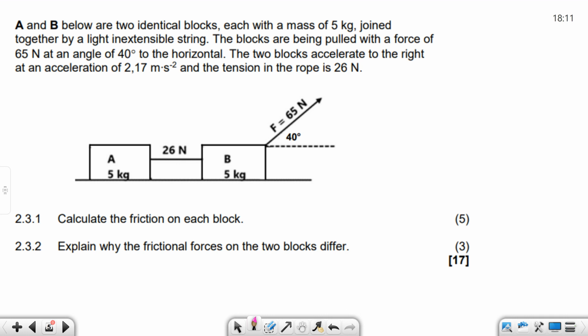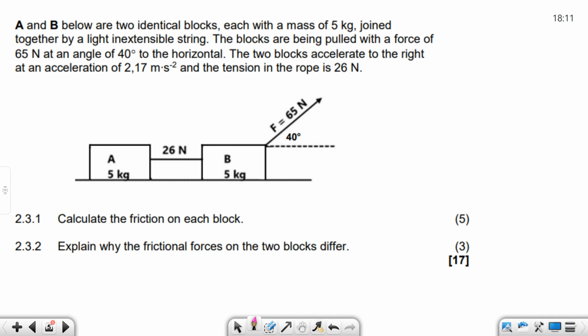If you check, A and B below are two identical blocks, each with a mass of 5 kg, joined together by a light inextensible string. The blocks are pulled by a force of 65 Newton at an angle of 40 to the horizontal. The two blocks accelerate to the right at 2,17 meters per second, and the tension is 26. Calculate the friction on each block. So we expected to get two answers.